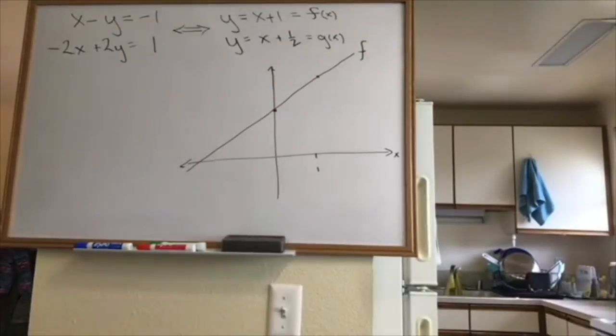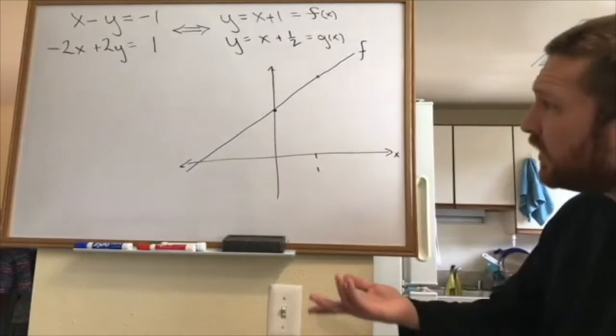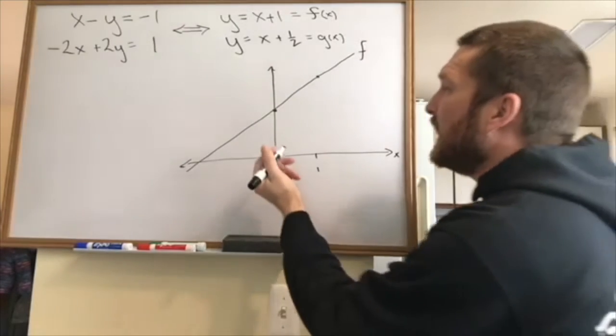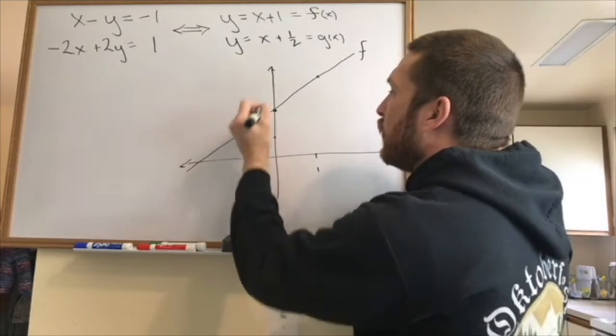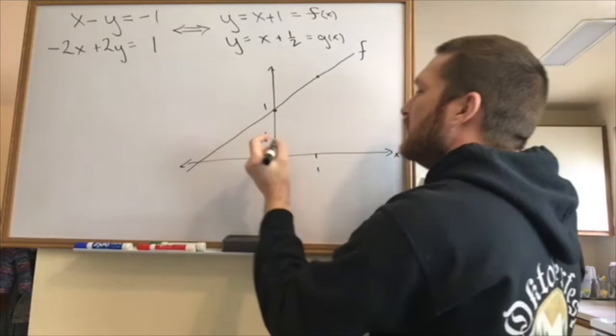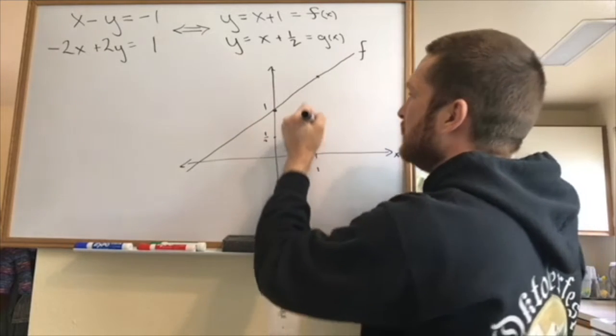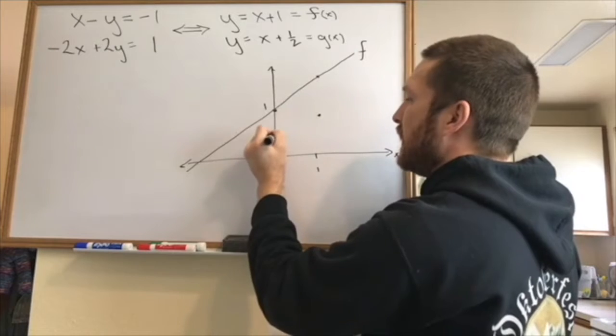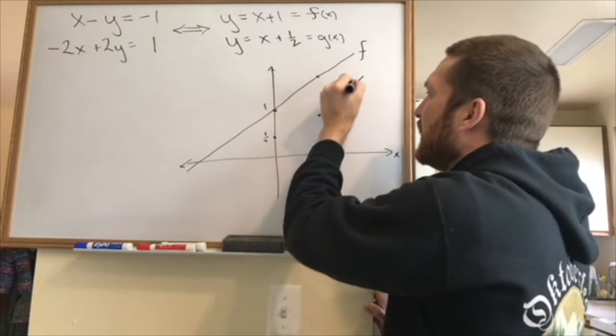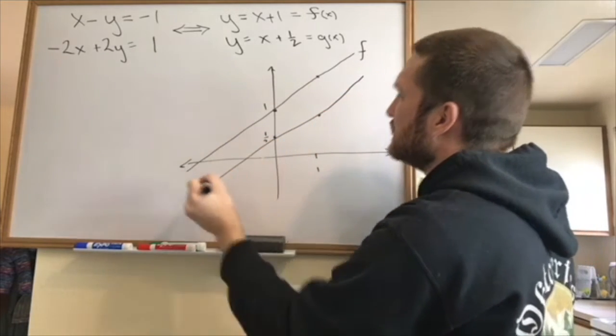Okay. Now, the other one, the same kind of deal. Plug in a 0, you get out a 1/2. Plug in a 1, you get a 1.5. Like that. And indeed, this is a line. It goes like this.